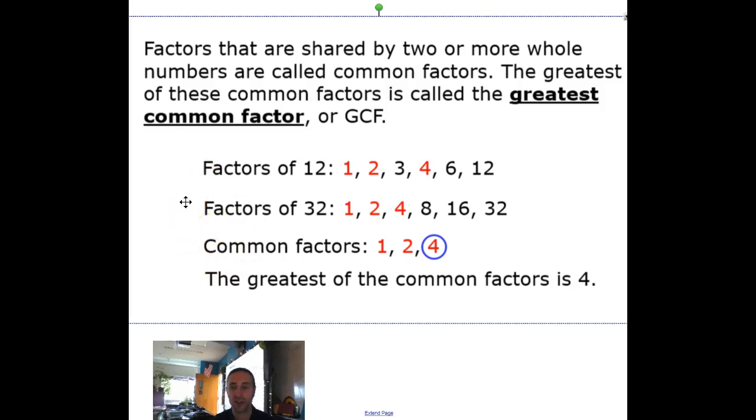Now, let's talk about the greatest common factor. The greatest common factor is the greatest number shared between 2 other numbers. Well, what does this mean? So let's say I have the numbers 12 and 32. First of all, let's figure out all the factors of 12: 1, 2, 3, 4, 6, 12. These are all numbers that in some combination I can multiply together to get 12. The same is true of 32: 1, 2, 4, 8, 16, 32. Well, my common factors are 1, 2, and 4, and therefore the greatest common factor of both 12 and 32 is 4. Why is this important?